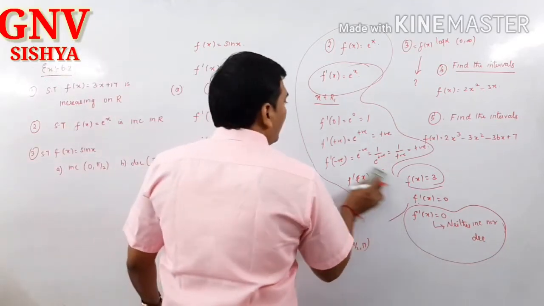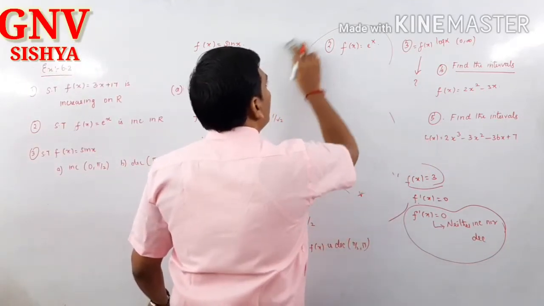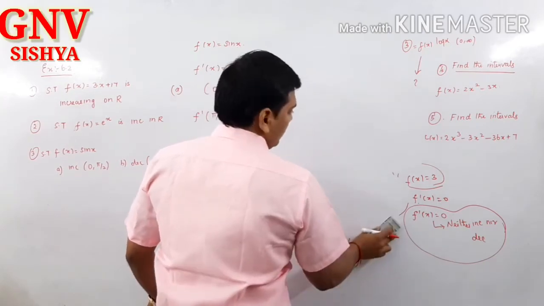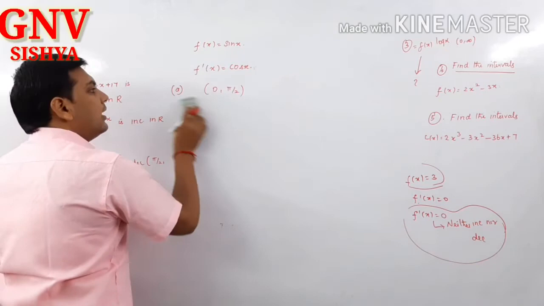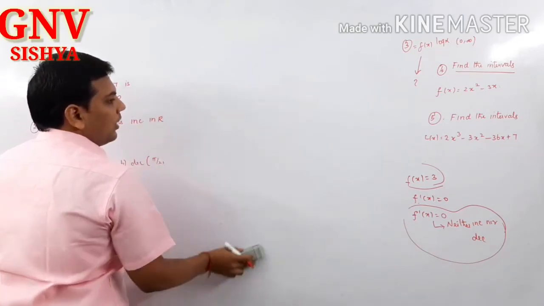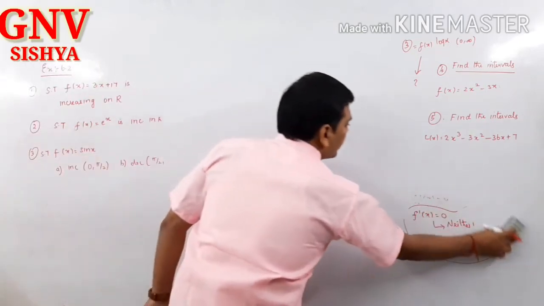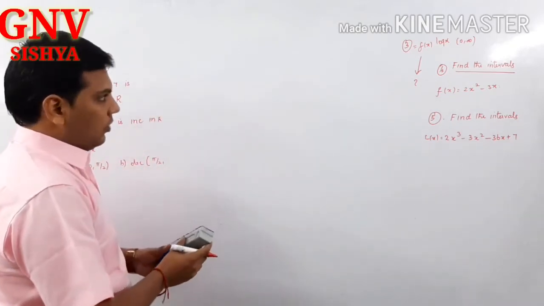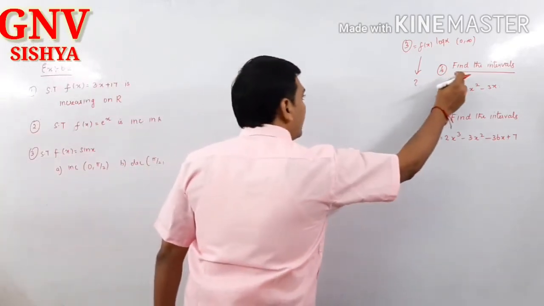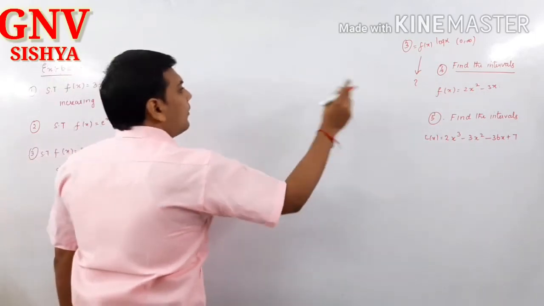Now, the real question comes after this only. Now, we have to find the intervals in the next two questions, and in those intervals we have to check which is increasing and which is decreasing. So this is the real increasing-decreasing question. Now I need to find the interval. Find the intervals. What is the function given?